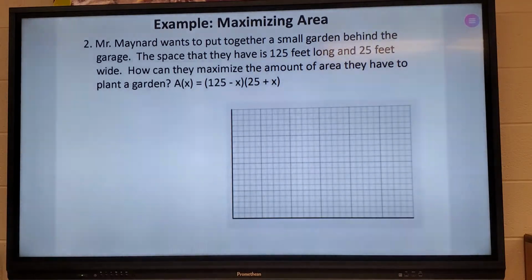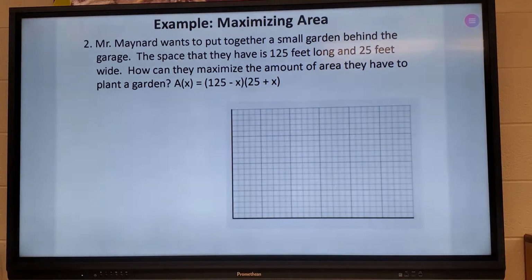Okay, in real world applications, number 2 example works with maximizing area. And in this problem, Mr. Maynard wants to put together a small garden behind the garage. The space that they have allotted right now is 125 feet long and 25 feet wide. How can they maximize the amount of area that you would have to plant a garden?